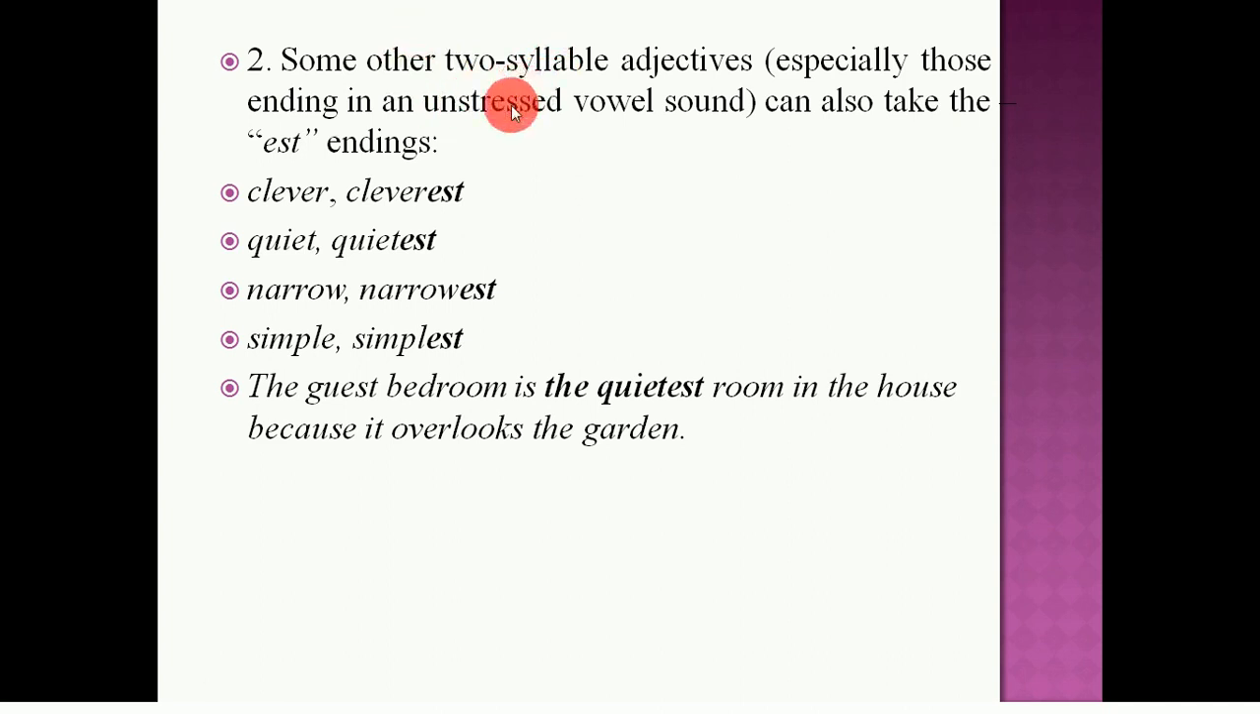So some other 2 syllable adjectives, especially those ending in an unstressed vowel sound, can also take the est ending. Okay? Like clever, cleverest. Quiet, quiet فيها y and quiet, quietest. Narrow, narrowest. Simple, simplest. Okay? For example, the guest bedroom is the quietest room in the house because it overlooks the garden.